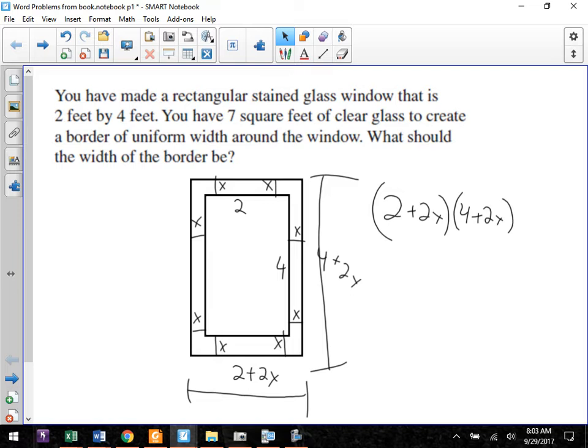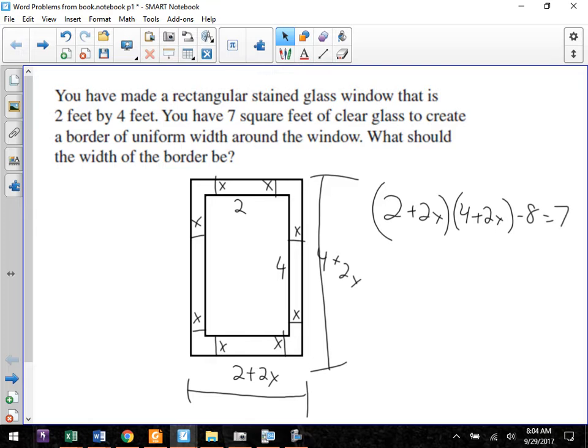But am I worried about the area of the whole thing? So what do I back out? I back out the original area. What's the area of the original? 8, 2 by 4. What does it have to equal then? 7. It has to equal 7.